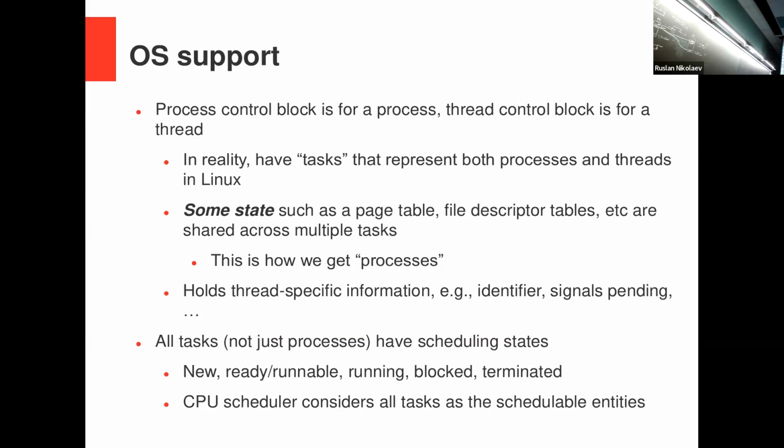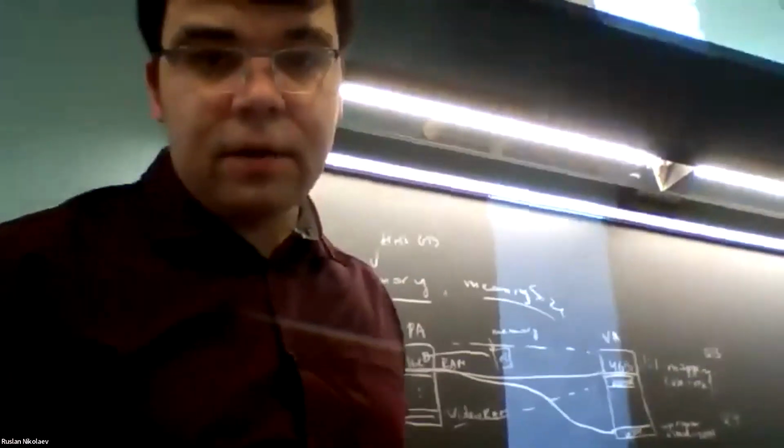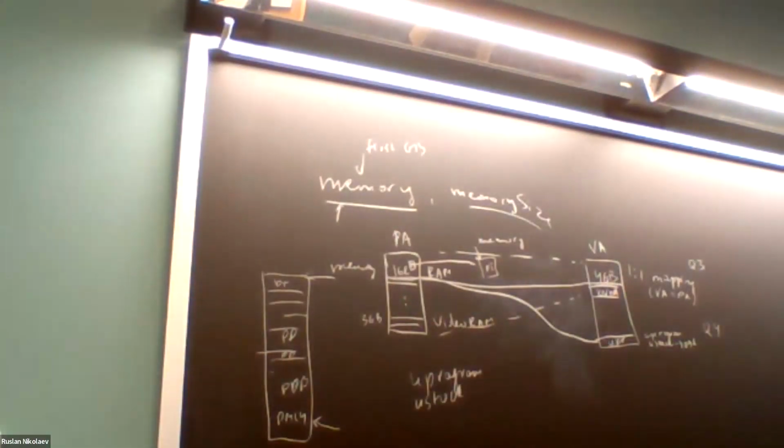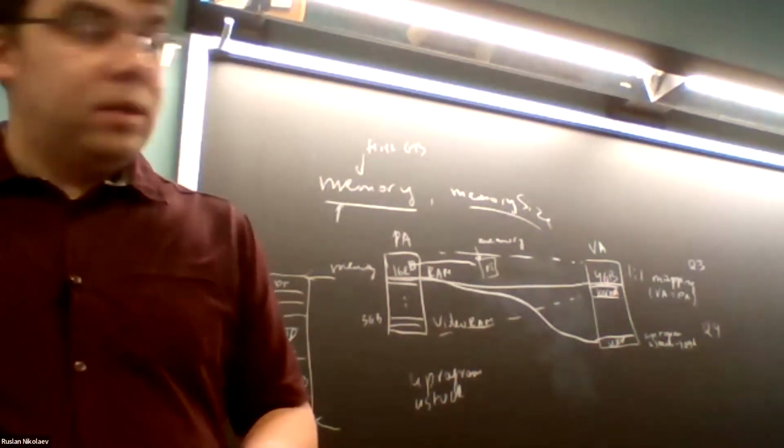Informally, as part of the process state, what can you consider? Page table, all right, so that's part of the process. You can consider a file descriptor table. That's part of the process, or it's shared across all tasks in the same group, in the same task group in Linux terms. So in Linux terms, you have a bunch of tasks. Let me maybe even draw that.